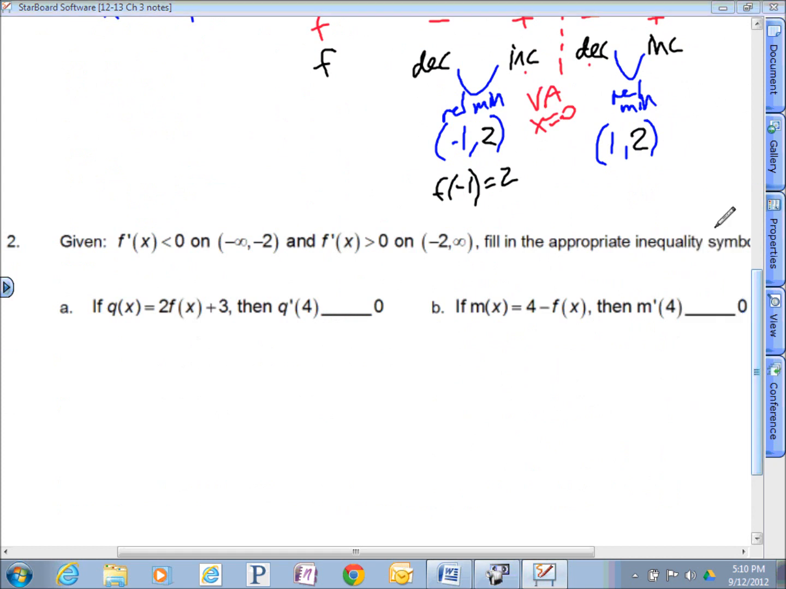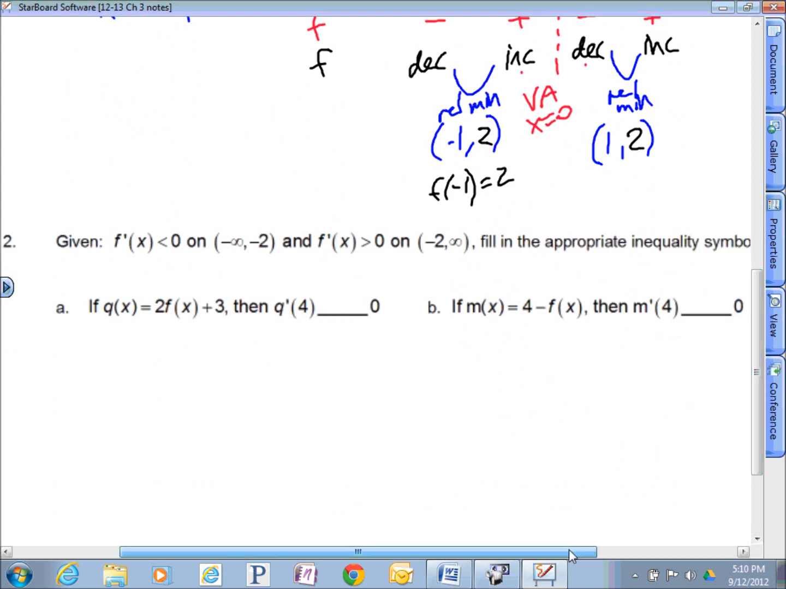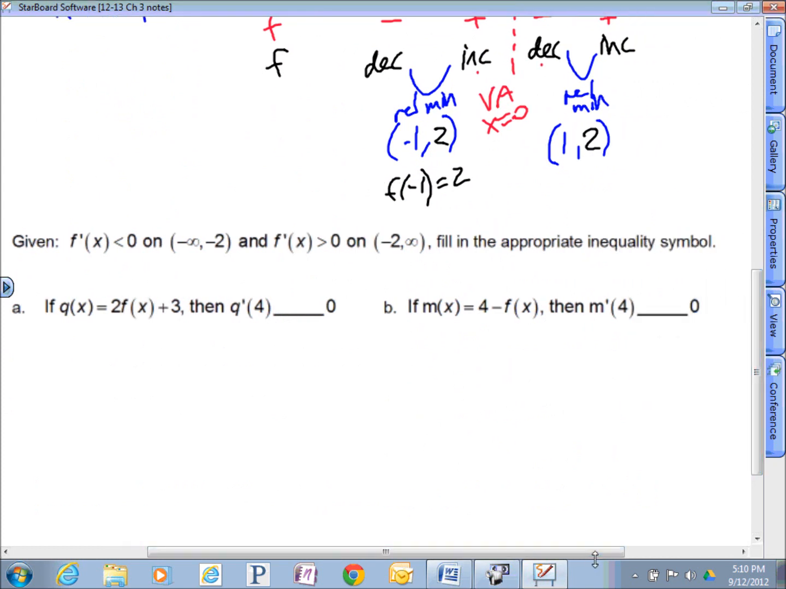Down here on the bottom, what do we got going? Given here's what we got. We're given some stuff about f prime of x. We're given that the derivative of f is negative on the interval from -infinity to -2, and it's positive on the interval from 2 to infinity. Fill in the appropriate inequality symbol.